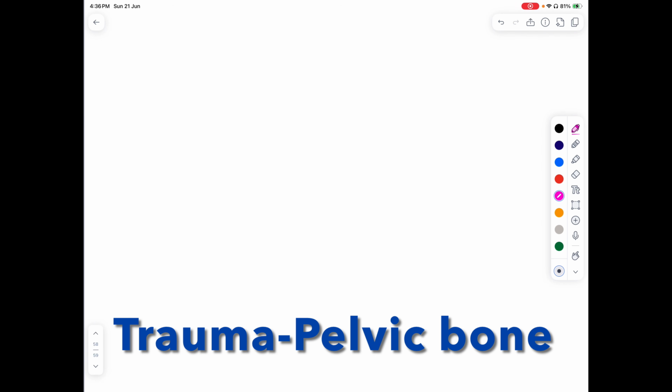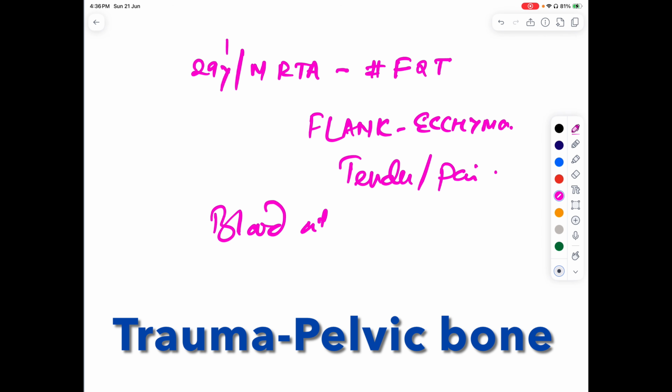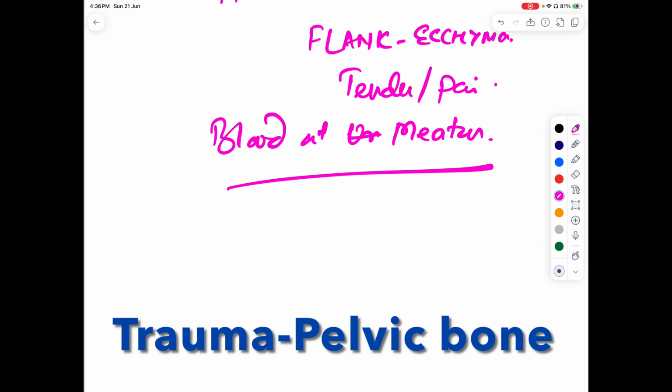So another case in trauma: you get a 29-year-old patient with a motorcycle road traffic accident, fracture femur and tibia, flank ecchymosis. What happens? Flank ecchymosis, tenderness, pain, lower abdomen, and blood at the urinary meatus. So you see blood at the meatus. This is a classical example where the patient has got some sort of injury, and you see the X-ray.